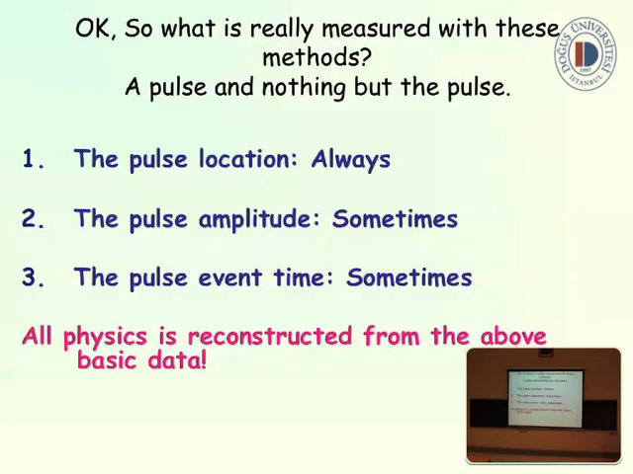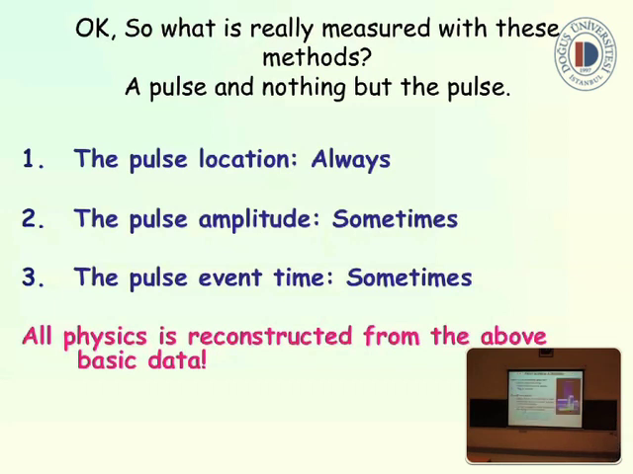The pulse location, we always know. The pulse amplitudes, sometimes you know, sometimes you don't, depending on what you would like to do. The pulse event time also, sometimes we know and sometimes we don't. So what's the difference between location and event time? Event time matters if, for example, you have different events that you would like to separate, one event from the second event. So this is the timing. All physics is reconstructed from the above basic data.